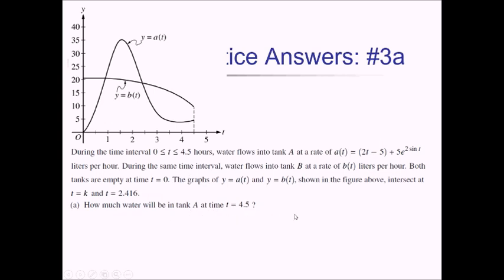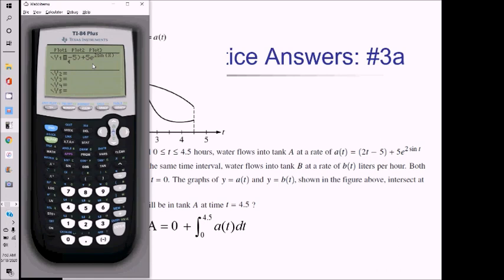Okay? So to get the water in tank A at time 4.5, we just have to take the starting amount, which was 0, and add the integral of the rate at which water is going in, the integral of A of t. So we're going to have 0 plus the integral from 0 to 4.5 of A of t dt. And now we can just do this on the calculator.